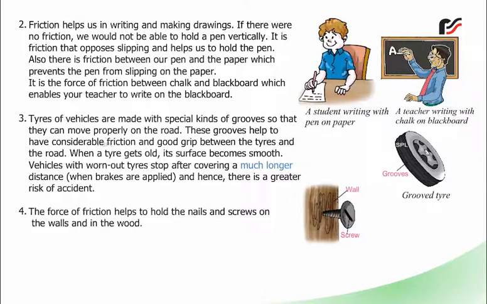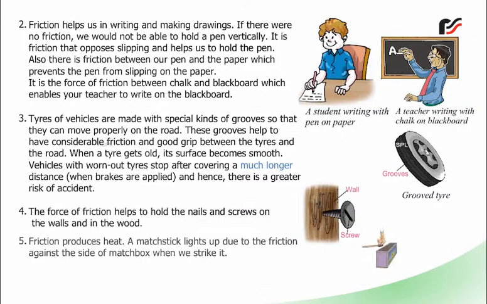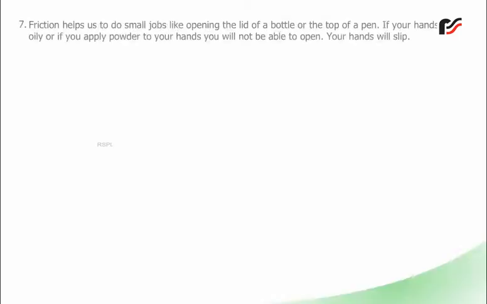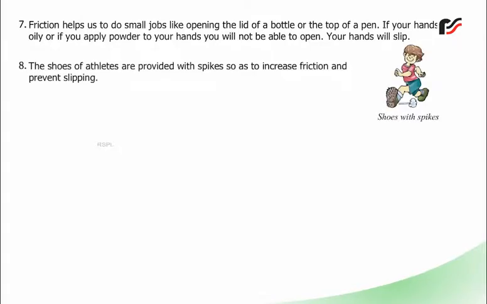4. The force of friction helps to hold the nails and screws on the walls and in the wood. 5. Friction produces heat. A matchstick lights up due to the friction against the side of the matchbox when we strike it. 6. Wood can be cut because there is friction between the axe and the wood. 7. Friction helps us to do small jobs like opening the lid of a bottle or the top of a pen. If your hands are oily or if you apply powder to your hands, you will not be able to open it. Your hands will slip.